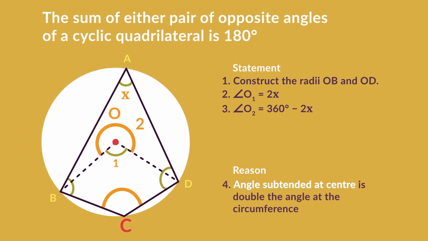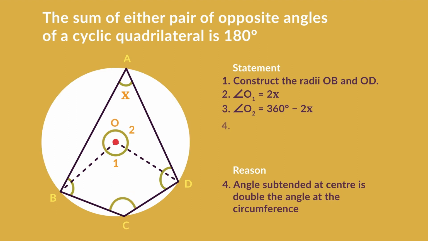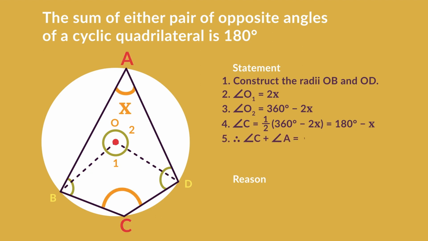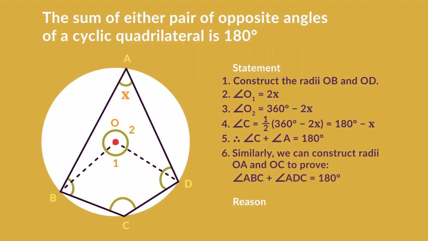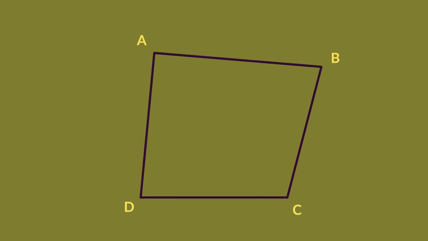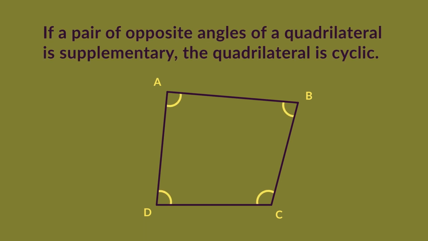O2 is double angle C because they are both subtended by major arc BD. So angle C is equal to 180 degrees minus x. But angle A equals x. So angle C plus angle A equals 180 degrees. The converse or reverse logic of this theorem is that if we are given a quadrilateral whose opposite angles are supplementary, meaning they add up to 180 degrees, then the quadrilateral is cyclic.